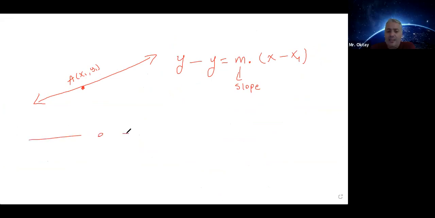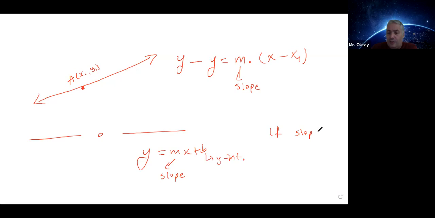The second case, another rule: y is equal to mx plus b. Here m is the slope, and b is the y-intercept. So if the slope is 2 and the y-intercept is 5, what is the equation? Answer: mx plus b, so y equals 2x plus 5. Finished. That's it. Okay?